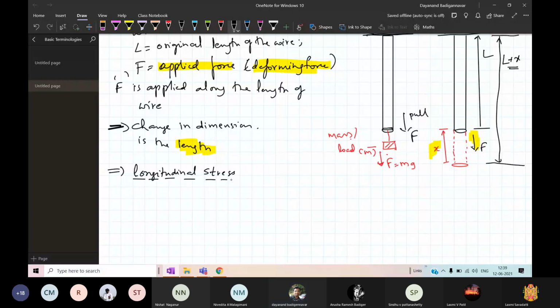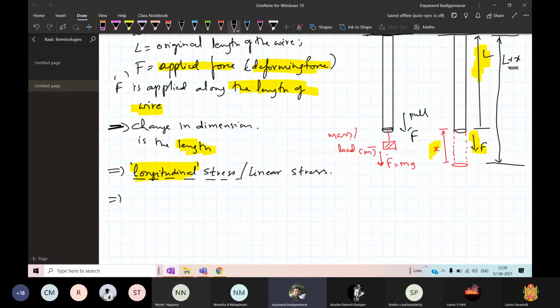Why am I using the word longitudinal? Because the force is applied along the length of the wire. Keep in mind, the force is applied along the length of the wire. Look at the force. It is along the length. This is the length of the wire. So it is applied along the length. Therefore, whatever stress is generated, it is along the length. Therefore, I will call it the longitudinal stress, or it is sometimes also called linear stress. Linear means along the length, linear stress.